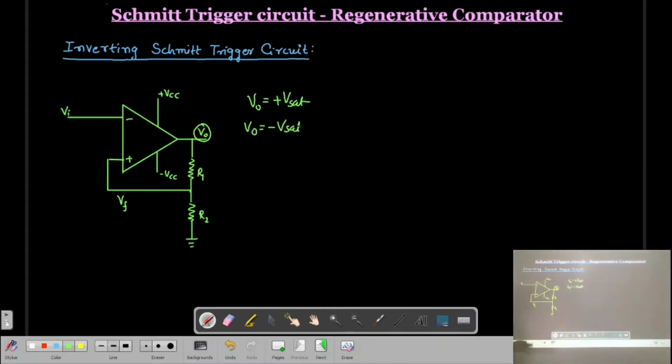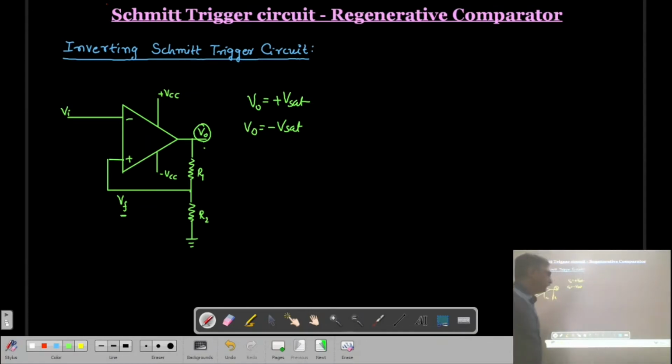Remember, because we have applied a positive feedback, there will not be a linear relation between the input and output. The output will always be very large compared to the input voltage. So here it will be either in plus V saturation or in minus V saturation. When it is in plus V saturation, my feedback voltage will be positive. If the output voltage is in minus V saturation, the feedback voltage will be negative.